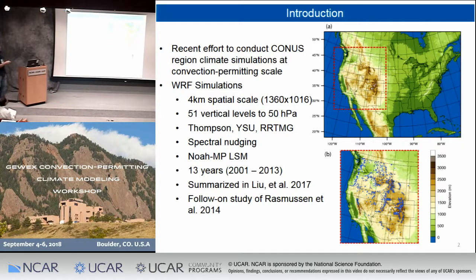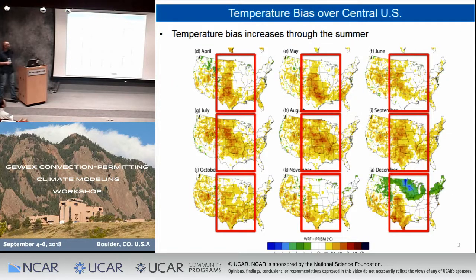So there's been some recent effort here. Roy talked about this a little bit yesterday, some recent effort to conduct some CONUS regional climate simulations at this convection permitting scale over this general domain right here. These WRF simulations are at 4 kilometers, using spectral nudging, and we're using the Noah-MP LSM. They're for 13 years, and they were summarized in Shanghai's paper written last year. It was a follow-on study to some work that Roy and the rest of us had done previously.